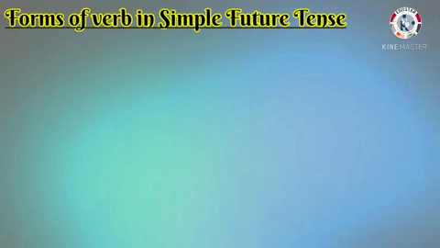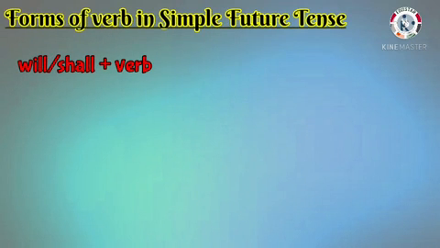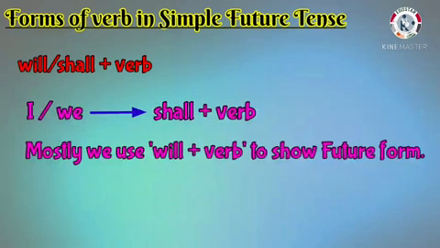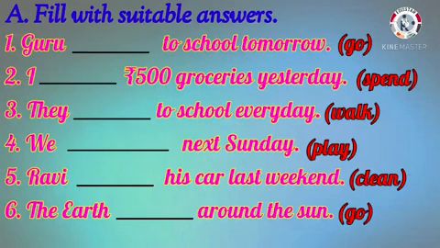Also remember, the simple future tense is formed by will or shall plus verb. We use shall with I or we to show future tense, but most of the time we use will to show the future form. Now see this exercise. Fill in the suitable answers. Read the sentences well. Find whether the given sentences are in simple present, past or future tense.